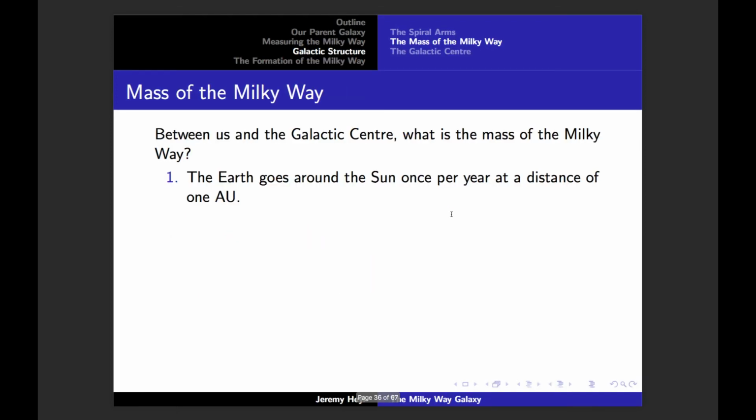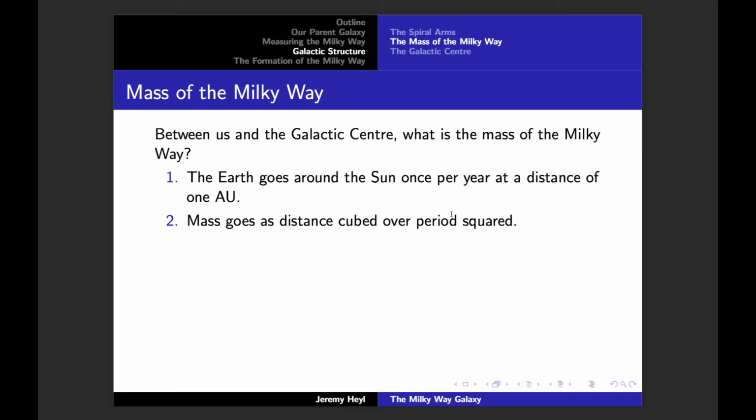I'm going to do this by analogy, because I don't want to deal with constants like Newton's constant or anything like that. I want to keep my math as easy as I can. So the Earth goes around the sun once per year at a distance of 1 astronomical unit. And it turns out, this is what Kepler found back in the day, that if you're going around something, the mass of that thing goes as the distance cubed divided by the period squared. So if I were to go around at twice the distance with the same period, the mass is 8 times larger.